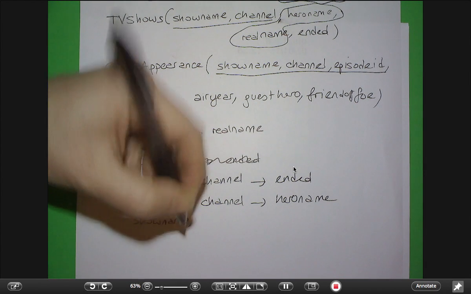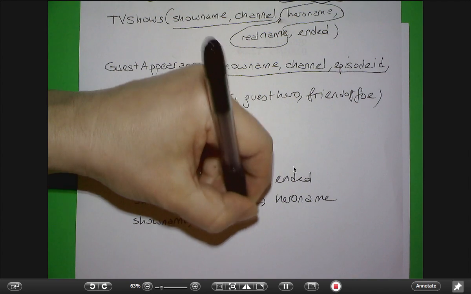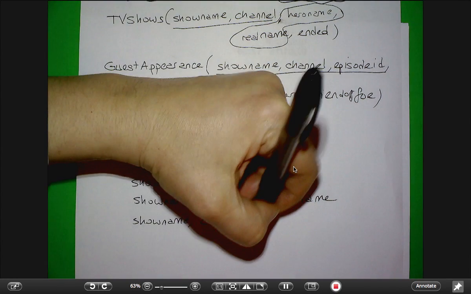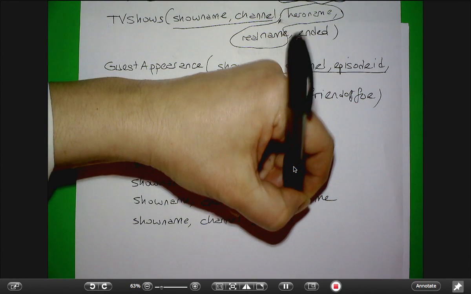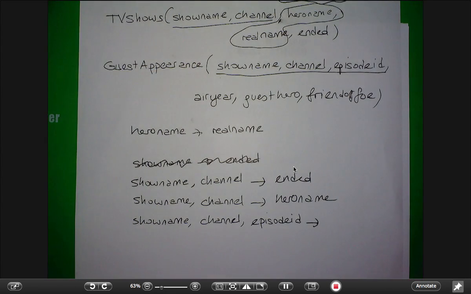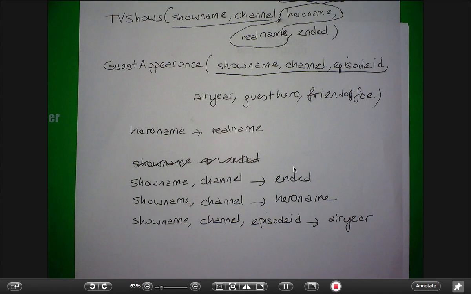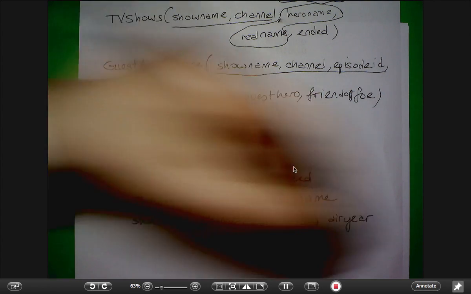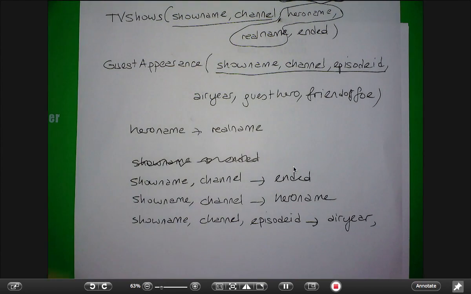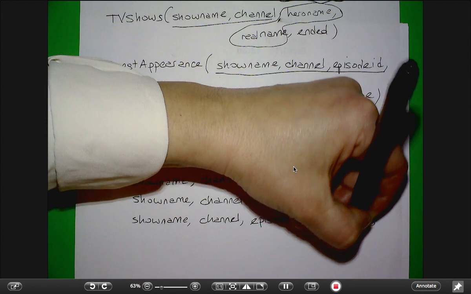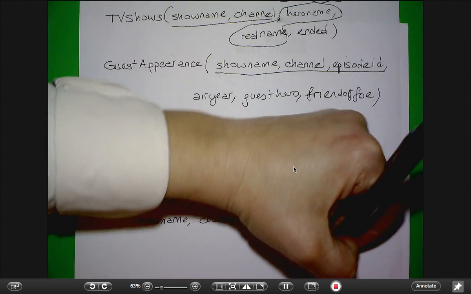We also said show name, channel and episode ID implies area. So show name, channel, episode ID, does it also imply guest hero and friend info? According to this model, yes, but eventually we are going to say it's not a great model. But according to this model, they also imply guest hero and friend info.